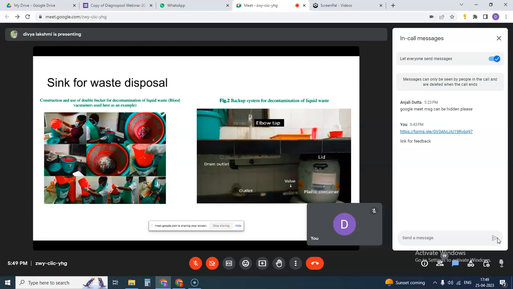After discarding all the waste, you can pour freshly prepared 1% sodium hypochlorite solution and allow it to stand for 20 minutes. After 20 minutes, you can open the valve and all the liquid waste can be drained out, and the solid waste can be discarded into the red bag and given to the biomedical waste team.